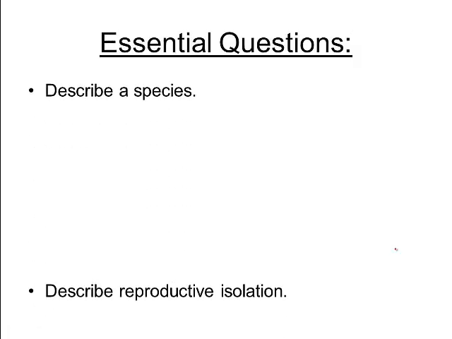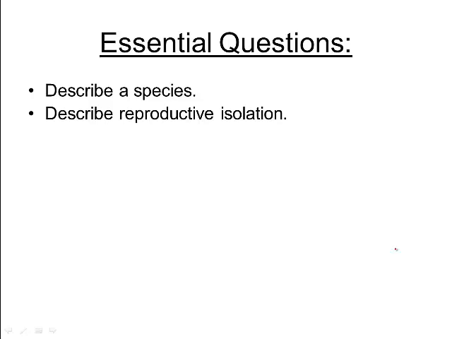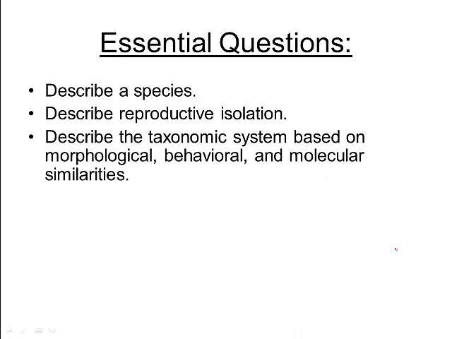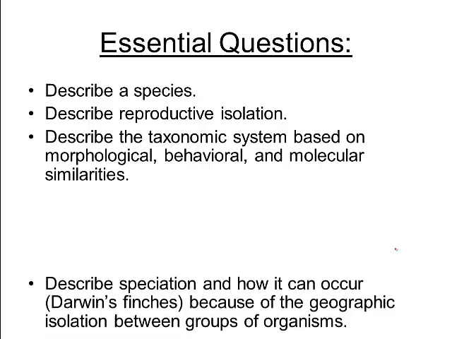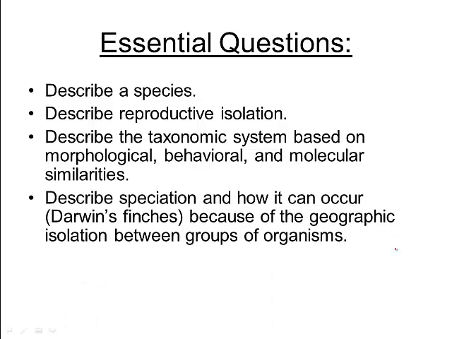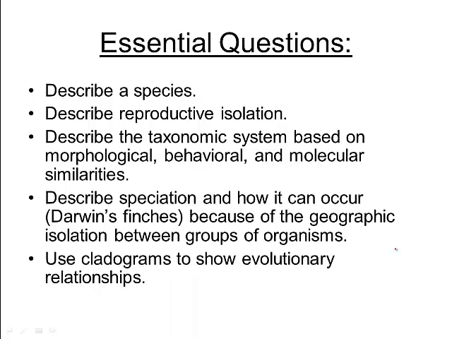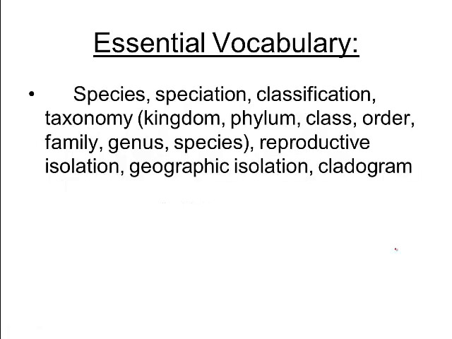So you will be able to describe a species. You'll describe reproductive isolation, which is a mechanism used to make new species. And we'll look at the taxonomic system. And we're going to describe the process of speciation using Darwin's finches as an example. And we'll finally be looking at cladograms as a way of showing evolutionary relationships.